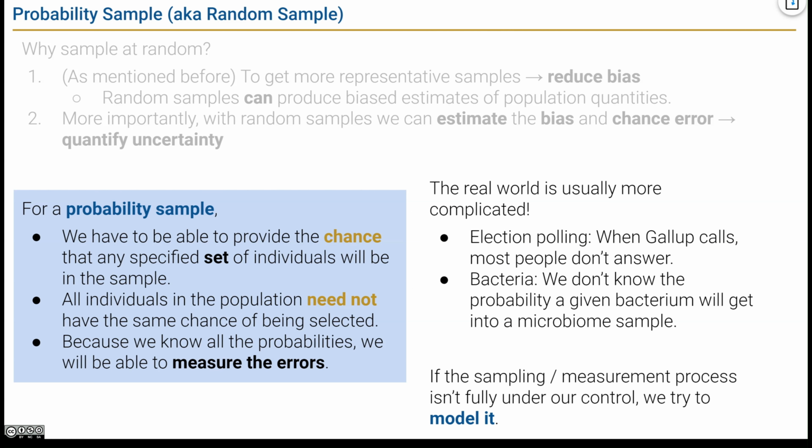All right, so this is the ideal math model world. The real world is usually much more complicated. So how do I come up with a probability sample, for example, for election polling? It's nearly impossible for me to quantify the chance that any specified set of individuals will be in the sample. Or bacteria. I don't know the probability that a given bacterium will get into a microbiome sample. So in these cases, where my sampling measurement process is messy because it's in the real world, we try to do our best to actually model the situation.